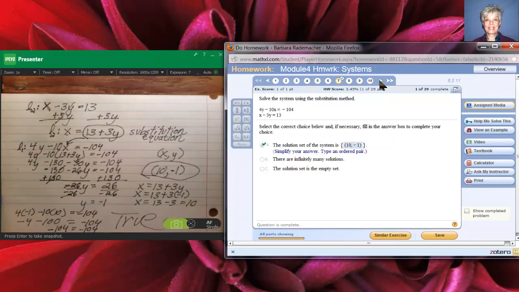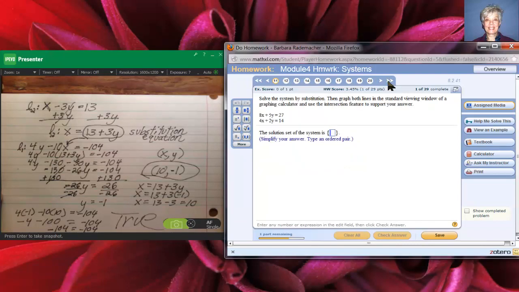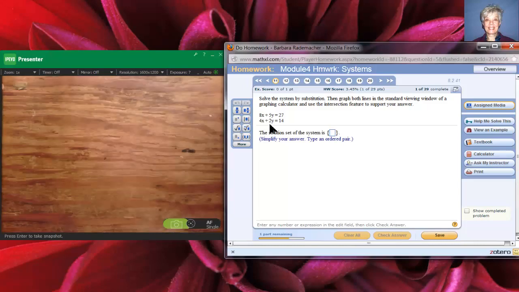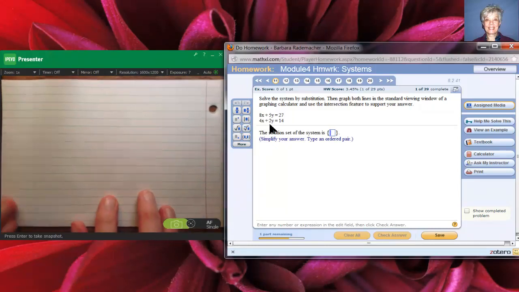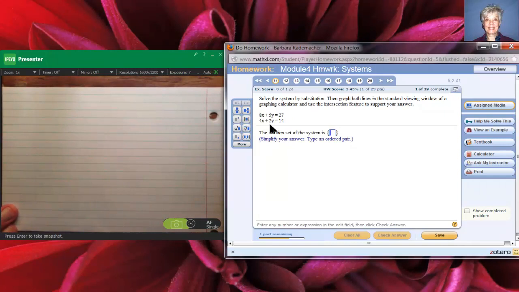Okay, let's jump to 11. There we are. There's 11. I want to do this because the instructions say solve it by substitution. But we're going to have to be a little creative. Because look at all the four-letter terms. We don't have any of them that are by themselves. So we're going to have to look at where we can divide all the numbers by the same number and get a letter by itself.